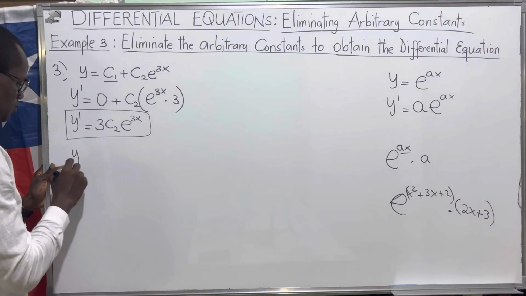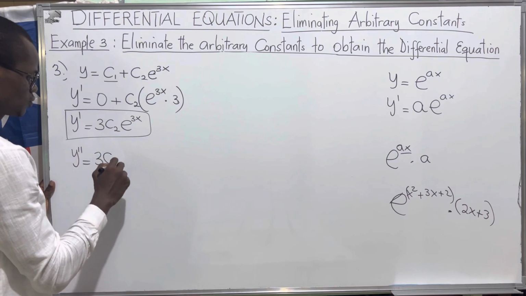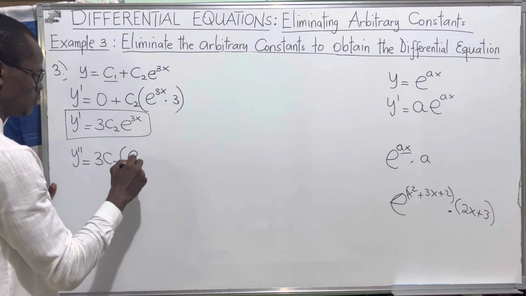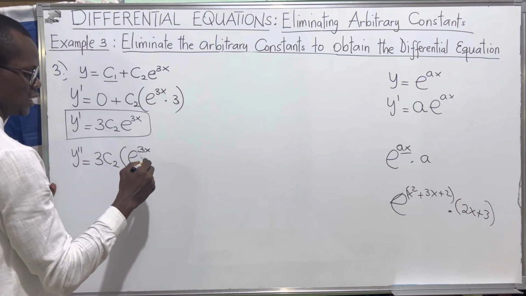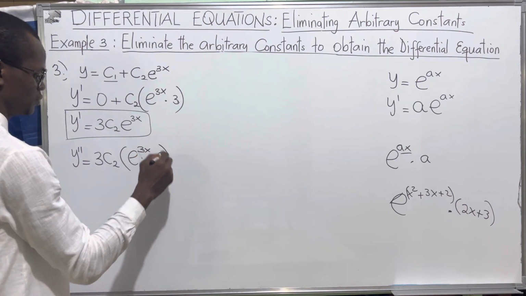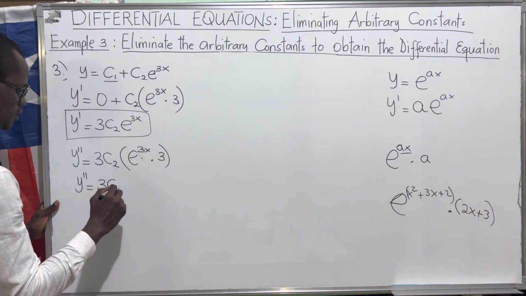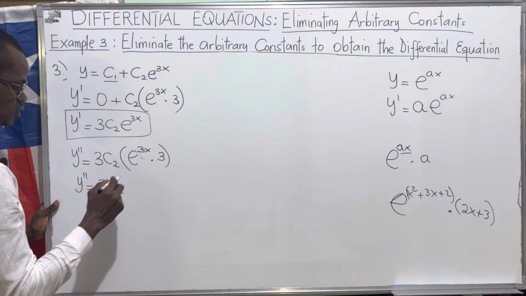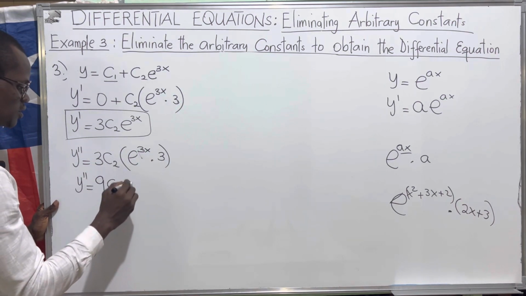We move to the second derivative, y double prime equals. So we rewrite 3c2 and then we differentiate. Again, we rewrite e raised to the power 3x, and then we differentiate the power, which is just 3. So y double prime is equal to 3c2 times 3, and 3 times 3 in fact is 9. So it's 9c2 e raised to the power 3x.